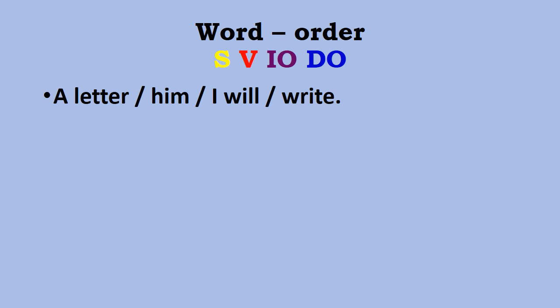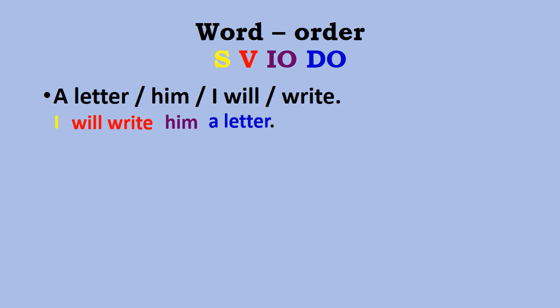A letter is also a noun, him a pronoun, I again a pronoun. But we know that subject will be followed by a verb. So we will take the I will slot first. And what will I do? Write. So I is the subject, will write is the verb. What will I write? A letter. So that is the direct object, and him remains, that is the indirect object, and then the direct object, as we said, a letter. I will write him a letter.